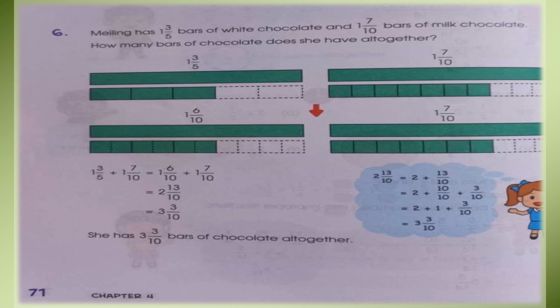But still 13 over 10 is an improper fraction and needs to be solved further. So if we divide 13 by 10, the answer is one whole number 3 over 10, because we know that 10 into 1 is 10 and the 3 comes out as a remainder. So with the help of the division, we know that the answer is one whole number 3 over 10. And now we are going to add this value to 2. So it becomes 3 whole number 3 over 10. So basically she has 3 and 3 out of 10 bars of chocolate altogether.